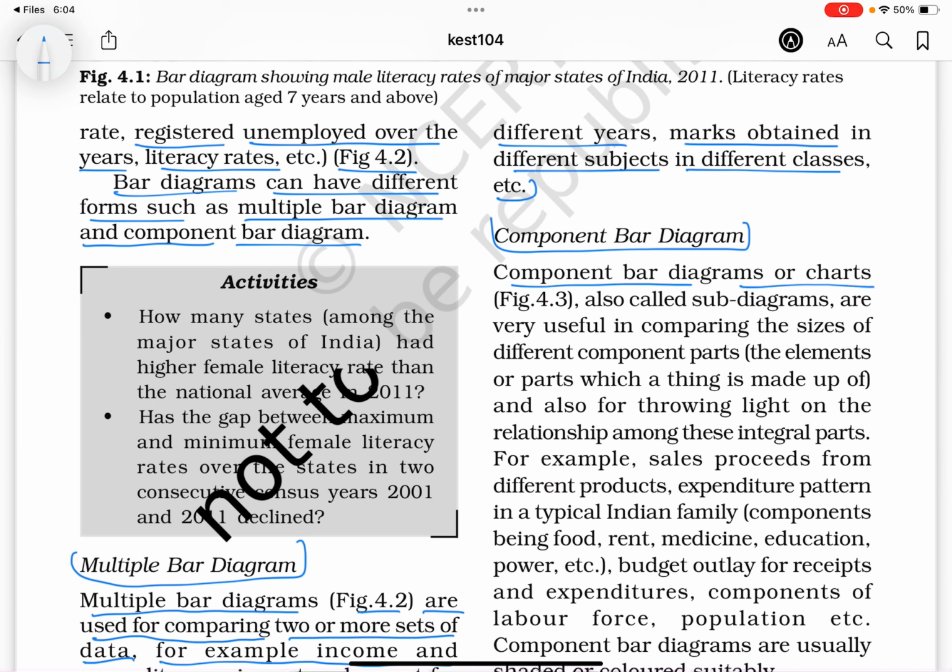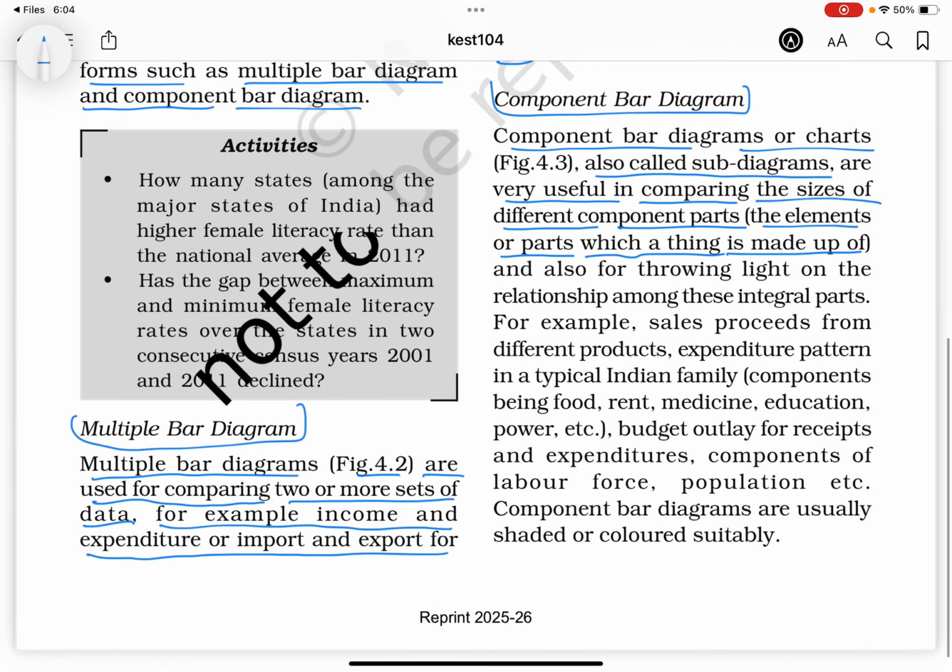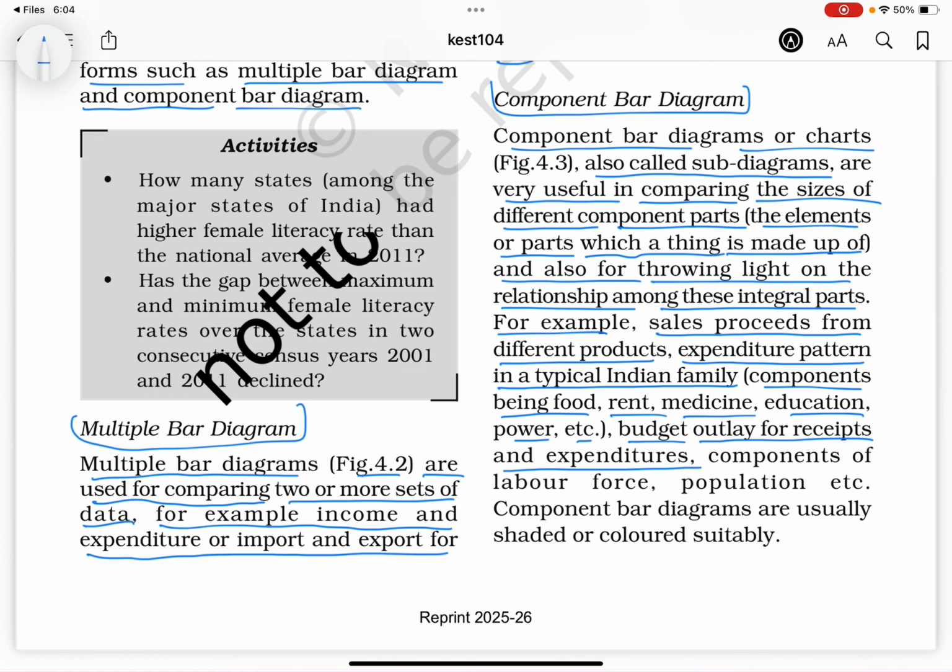Component bar diagrams or charts, also called subdiagrams, are very useful in comparing the sizes of different component parts, the elements or parts which a thing is made up of, and also for throwing light on the relationship among these integral parts. For example, sales proceeds from different products, expenditure pattern in a typical Indian family, components being food, rent, medicine, education, power, etc. Budget outlay for receipts and expenditure, components of labor forces, population, etc. Component bar diagrams are usually shaded or colored suitably.